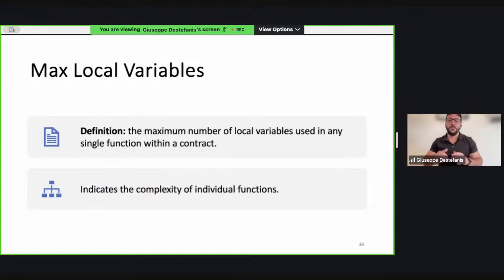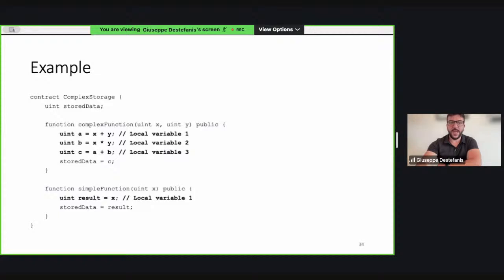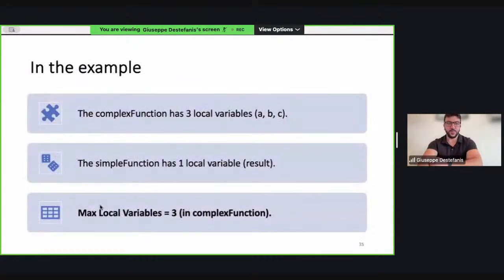Another metric is max local variables, and it's the maximum number of local variables used in any single function within a contract. It's telling me the complexity of an individual function. In this case, in complex function, I have A, B, C, 3 local variables. In simple function, I only have a result, which is 1 local variable. So 3 local variables in complex function, simple function is 1. The max is 3 because I have to take the maximum. This is at the contract level, okay? I will have the max local variables for a contract, considering the local variables used in a specific function.